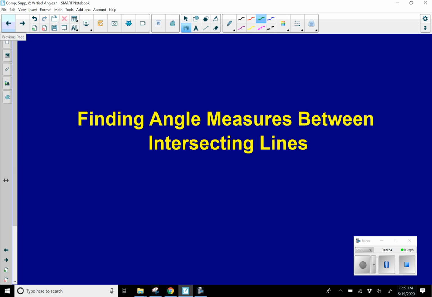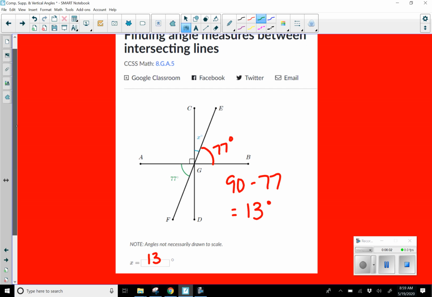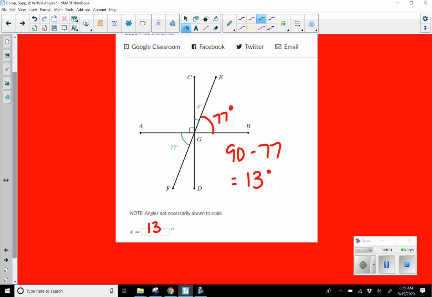All right, the last one we're going to talk about today is finding angle measures between intersecting lines. These can be a little bit tricky, so you just have to be careful how you're looking at them. I can see that right here I have a right angle, which means that down here is also going to be a right angle, which also means that right here is going to be a right angle, and this would also be a right angle.